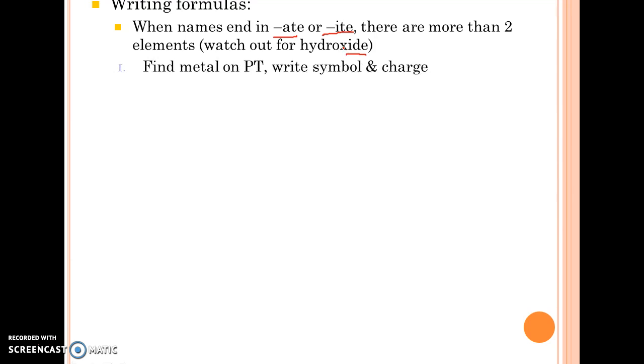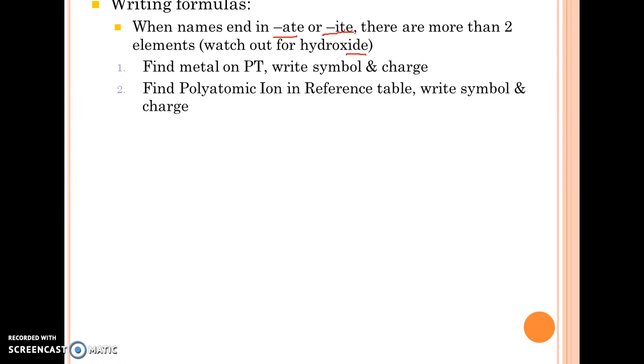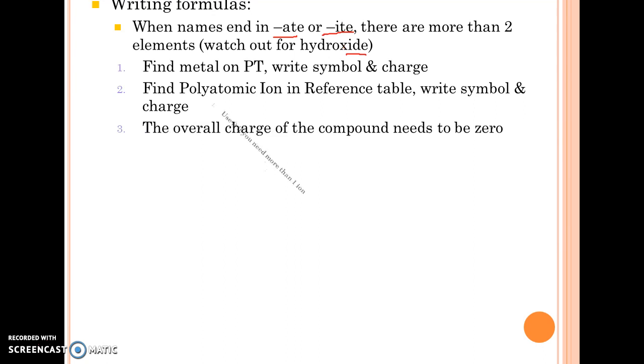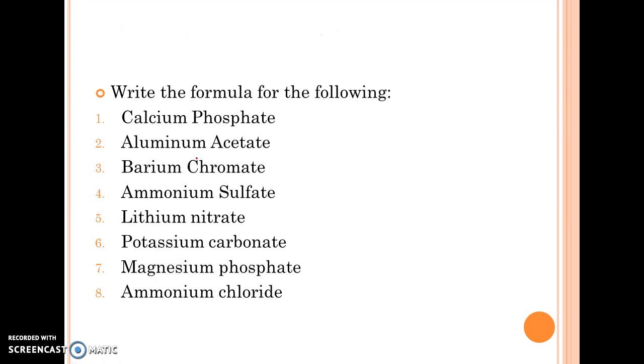It's an ion of hydrogen and oxygen together. You're going to follow the same rules. Find the metal on the periodic table, write its symbol and charge, and the only difference now is that you're going to find the polyatomic ion in the reference table, and you're still going to write its formula and its charge. The overall goal is still the same. We want the compounds to equal 0, but this time if you need more than 1 ion, don't forget your parentheses. We're going to do a couple of these.